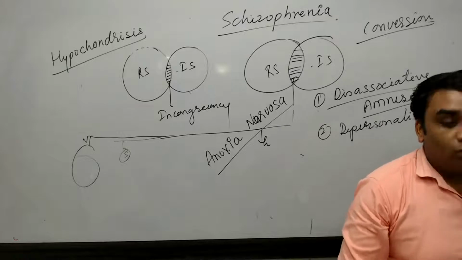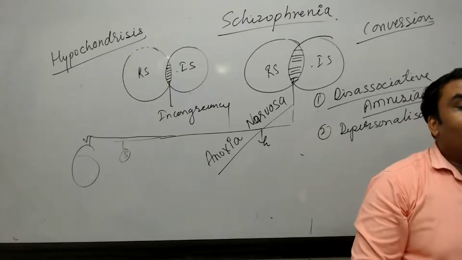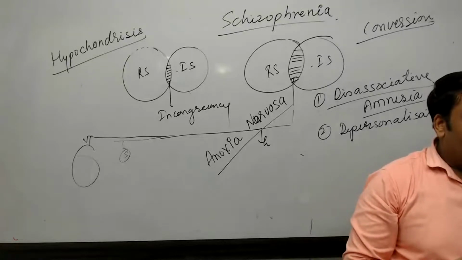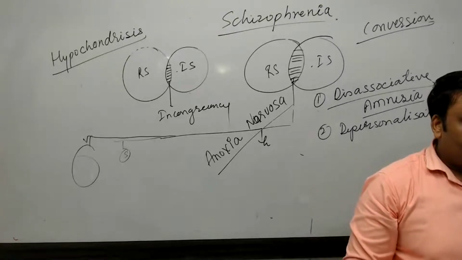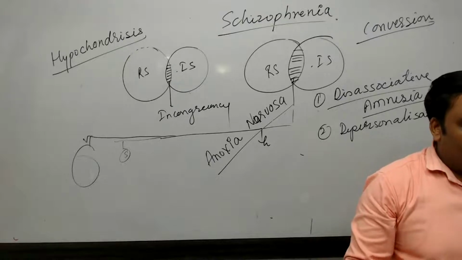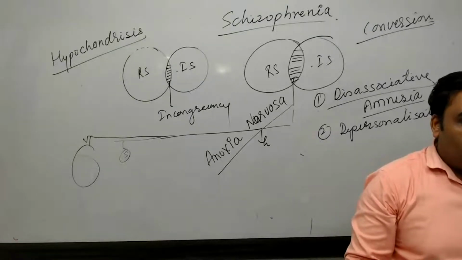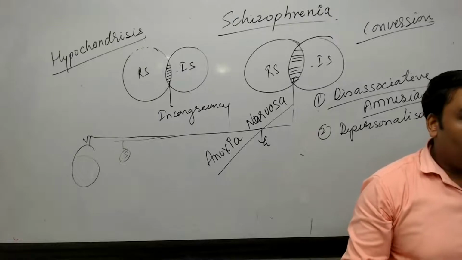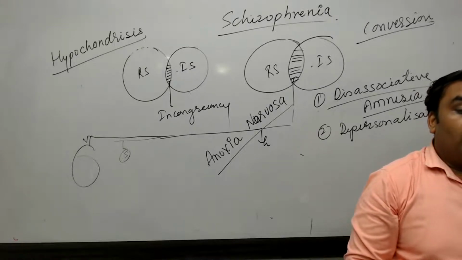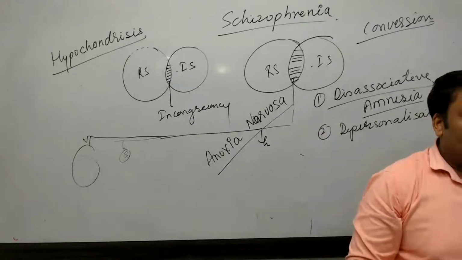Other is personality disorders. Next disorder. There are 11 types of personality disorders. I will elaborate on it later, right now not. Like bipolar disorder, schizotypal, schizoid, multiple personality disorder, histrionic personality disorder. 11 types of personality disorders.